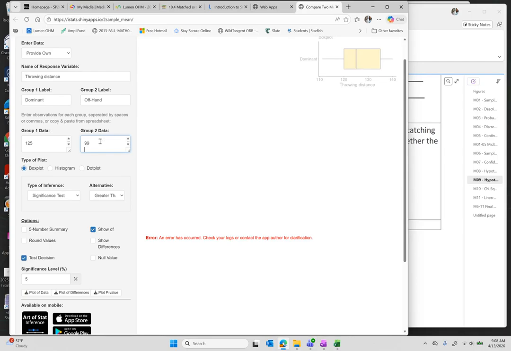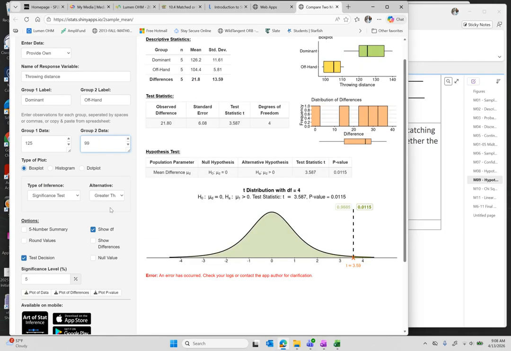And I need a significance test at the 5% level. I want it to be a two-sided test. The level of significance is 5%. I want to show the degrees of freedom. And here I have 5 differences. The mean was 21.8, which is our test statistic. And the standard error was 13.59 divided by the square root of 5, which is 6.08. The test statistic for that was 3.587.